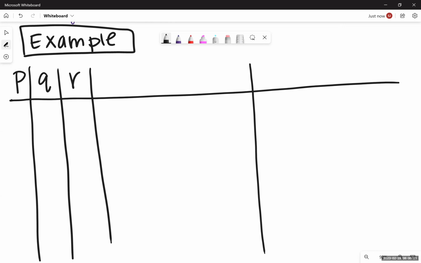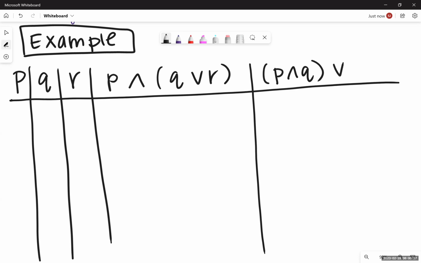The first statement that they give me is P and open Q or R. And then the other statement is open P and Q close, or open P and R. So technically I need to get the answer columns for both of these. And then the goal is, if they match, they're equivalent. If they don't match, you just say that they're not equivalent statements.